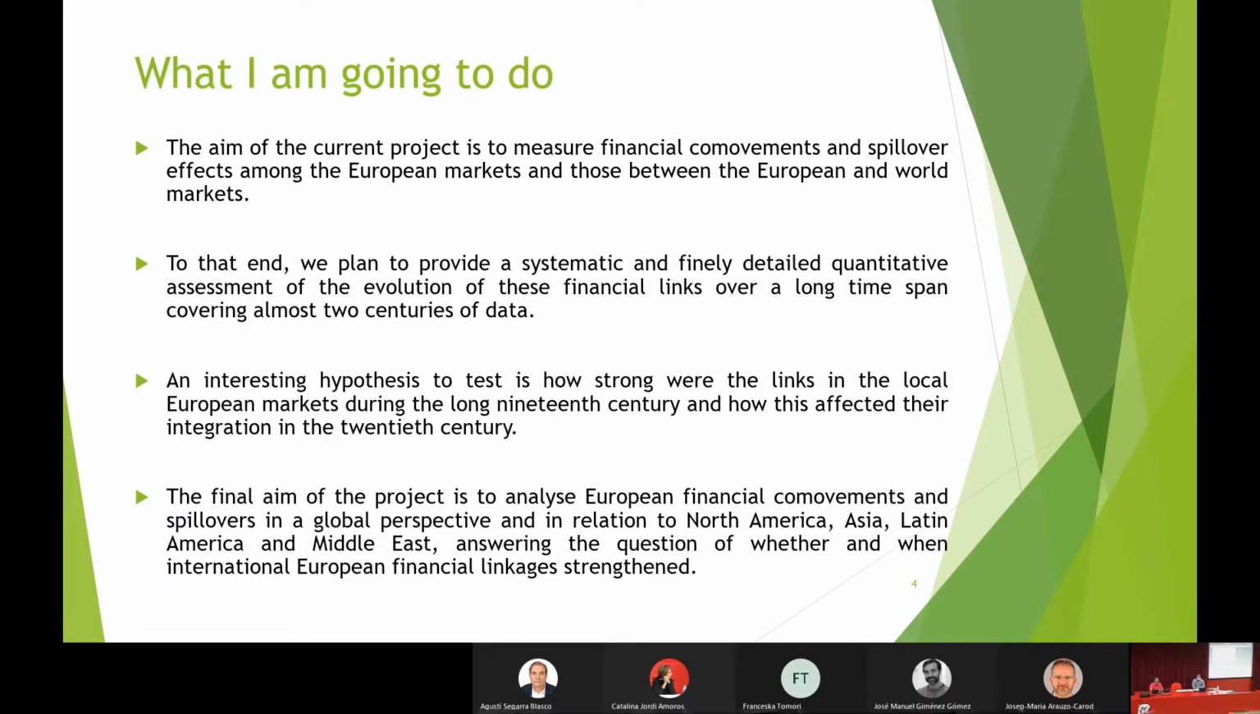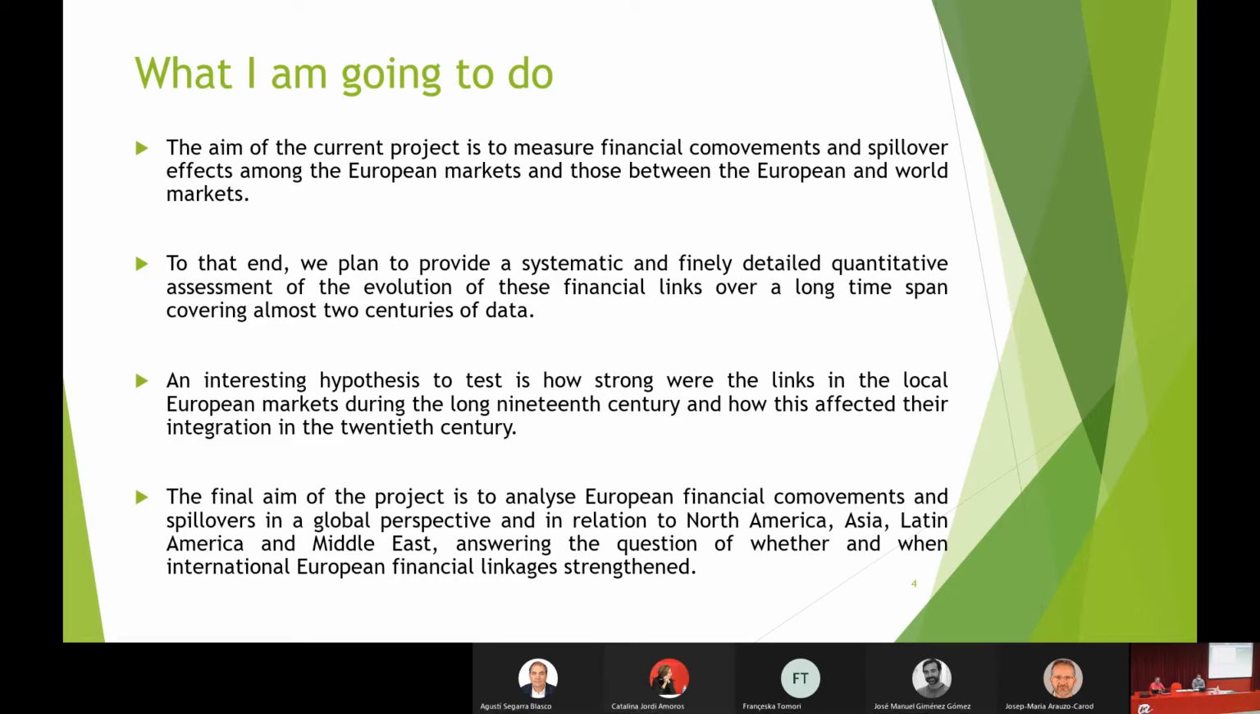The aim of the current project is to measure financial co-movements and spillover effects among the European markets and those between the European and world markets. To that end, we plan to provide a systematic and finely detailed quantitative assessment of the evolution of these financial links over a long time span, covering almost 2 centuries of data.